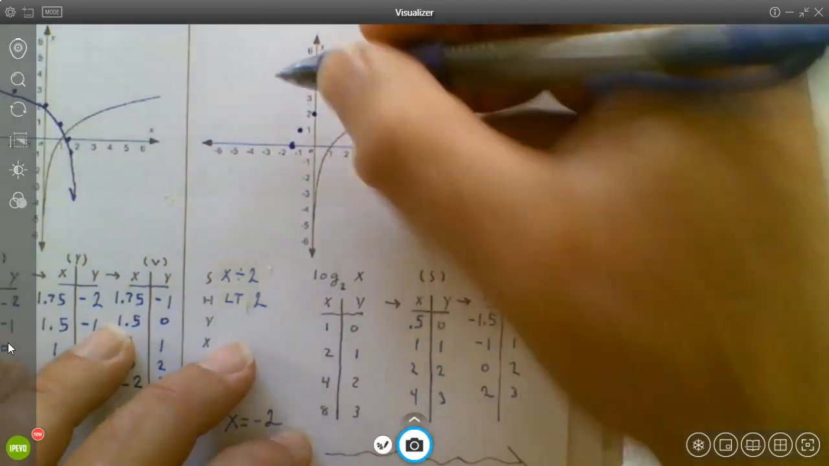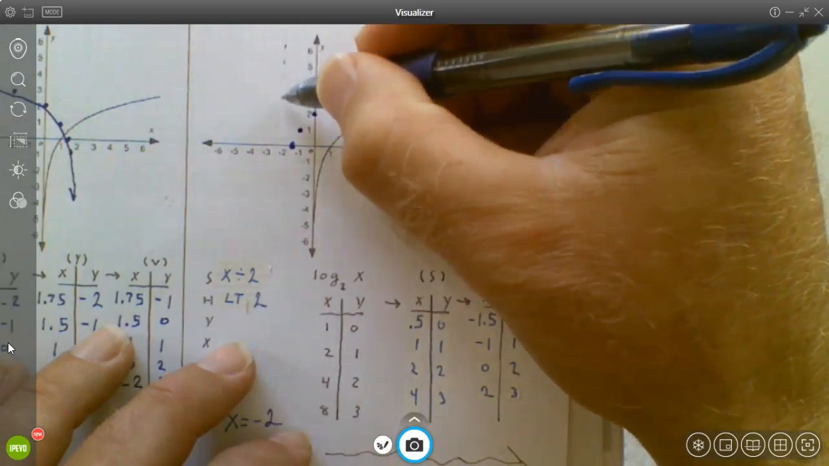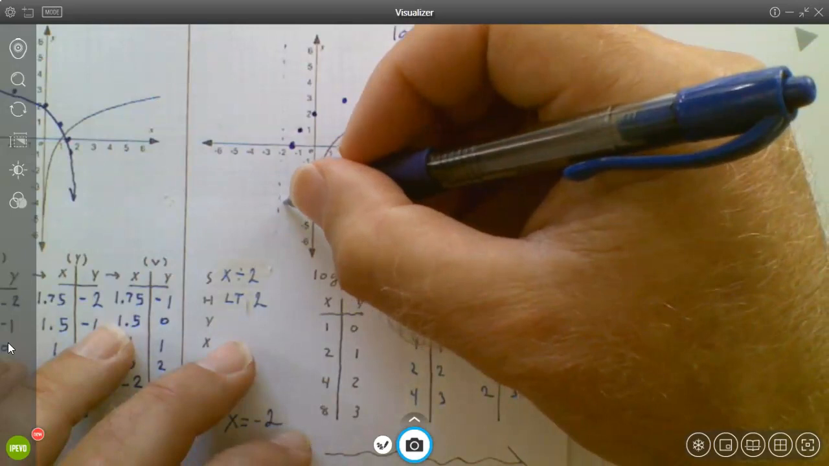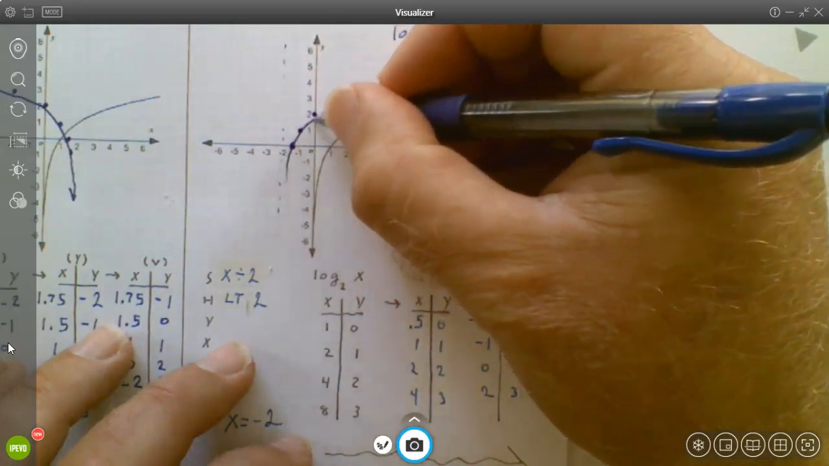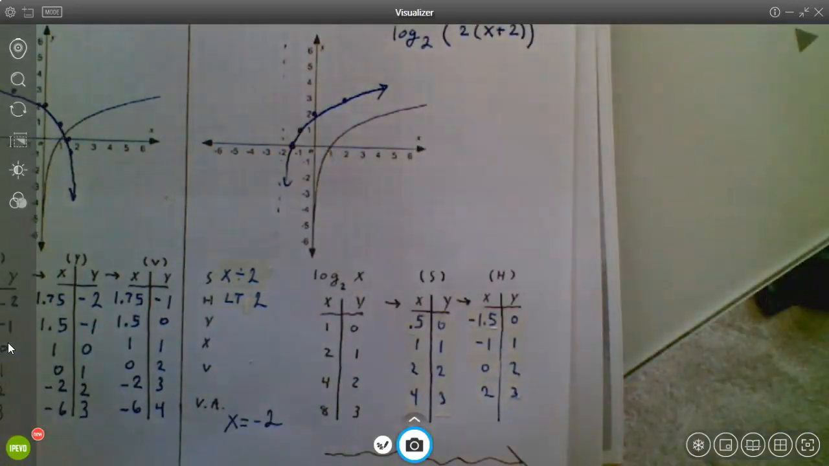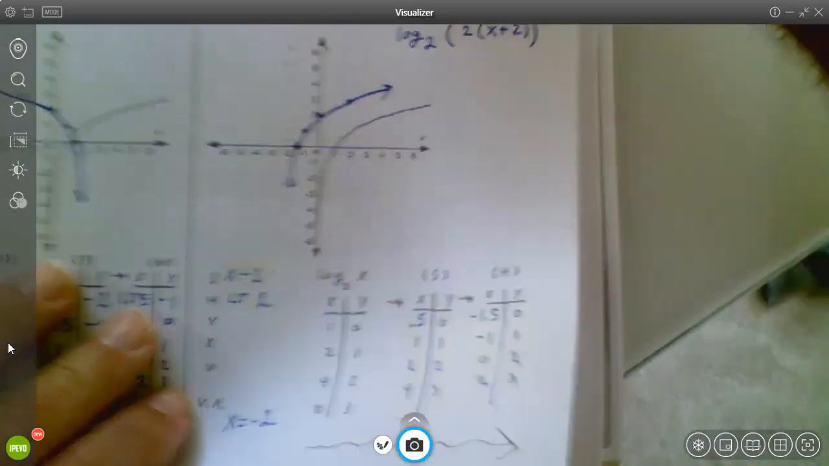So you can kind of see that taking shape. Again, we have the vertical asymptote right here. So we always want to kind of brush right up next to that line. And there's our graph. So let me go on to the next page.